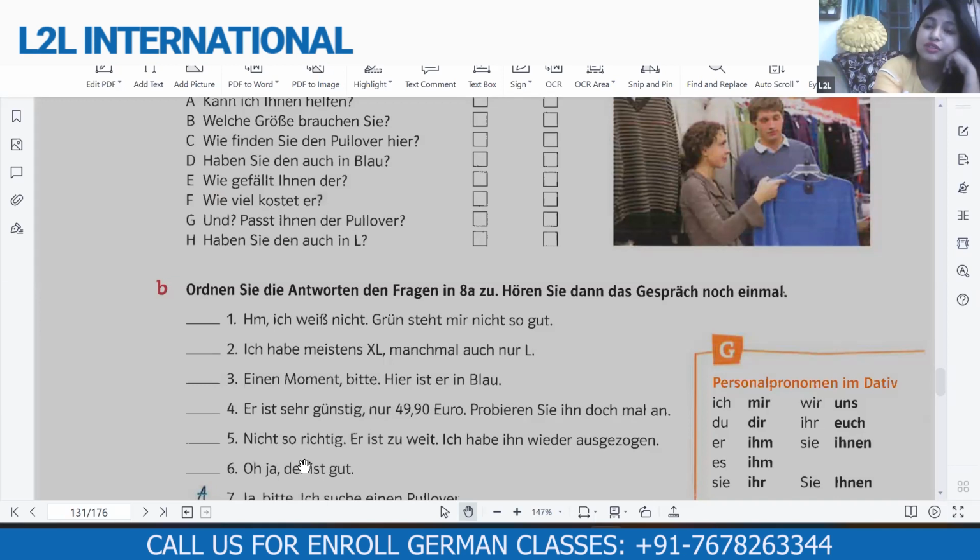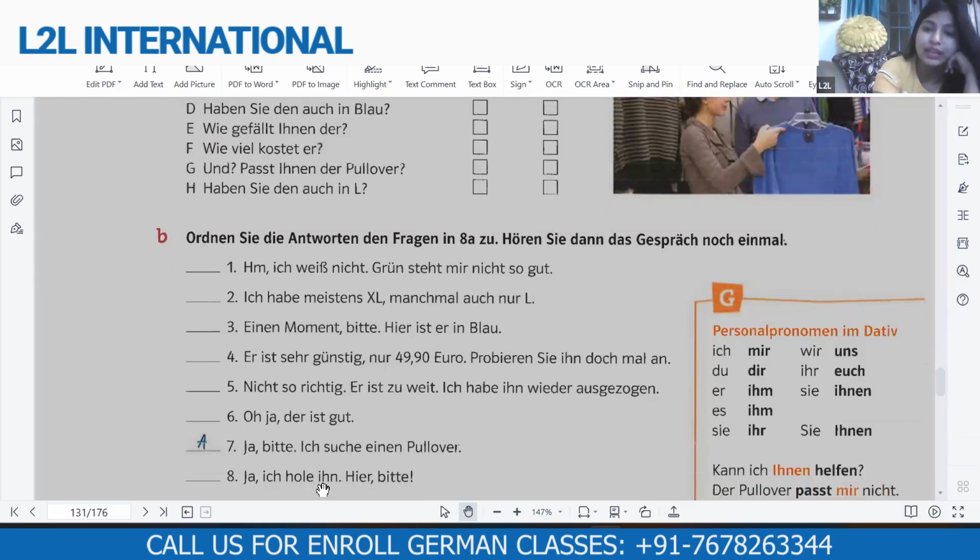So he says nicht so richtig. Es ist so weit. It is very wide. That is broad. Ich habe ihn wieder ausgezogen. I undressed. I changed it. I put it off. Then he says, haben Sie denn auch in L? Do you have it in L? So lastly, she says that ja, ich hole ihn hier bitte. So last H का answer would be this. Now, so G का answer is this, and C answer was that. I changed the number.